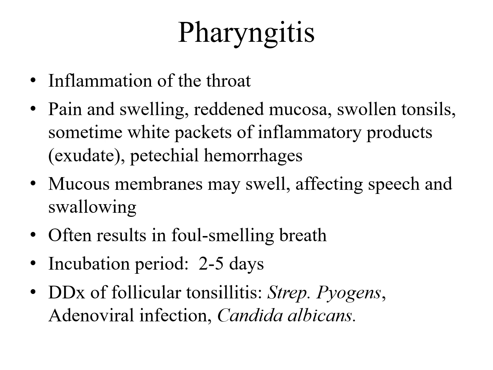The second type of upper respiratory tract infection is pharyngitis. And pharyngitis is the inflammation of the throat, which is characterized by pain, swelling, redness of the mucosa, swollen tonsils, and sometimes we might see white packets of inflammatory products, or white dots or white patches of exudate on the tonsils and on the pharynx, and sometimes we might even be able to see petechial hemorrhage or pinpoint hemorrhages, red dots, which indicate very small points of hemorrhages.